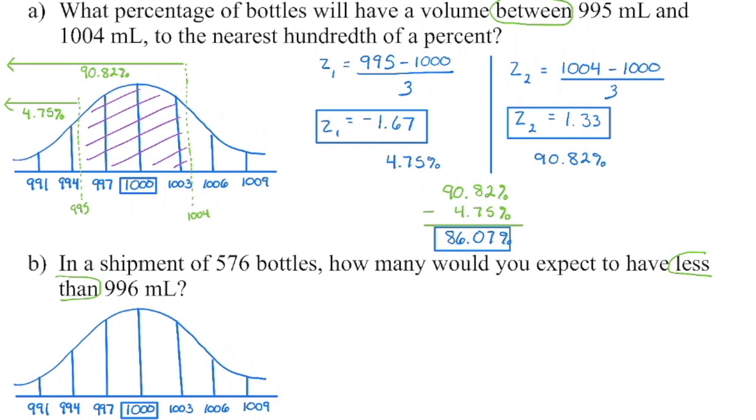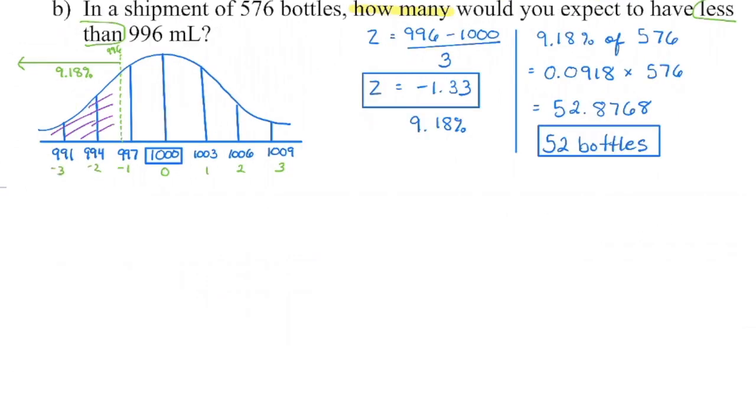All right, I want you to pause the video and try to do this last one now. So in a shipment of 576 bottles, how many bottles would we expect to have a volume less than 996 milliliters? Because 996 does not fall right on 1, 2, or 3 standard deviations, I know I'm going to have to calculate the z-score. So 996 is between 994 and 997. It's going to be about there.